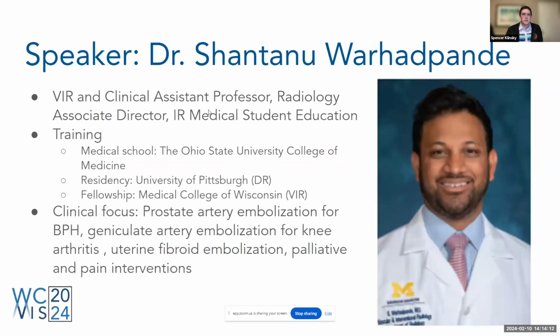And we'll move into Dr. Shantanu Warhadpande. He is Clinical Assistant Professor, Radiology, Associate Director, and IR Medical Student Education at the University of Michigan. And he specializes in embolotherapy as well as pain interventions. He is the author and editor of the popular pocketbook of clinical IR for medical students.